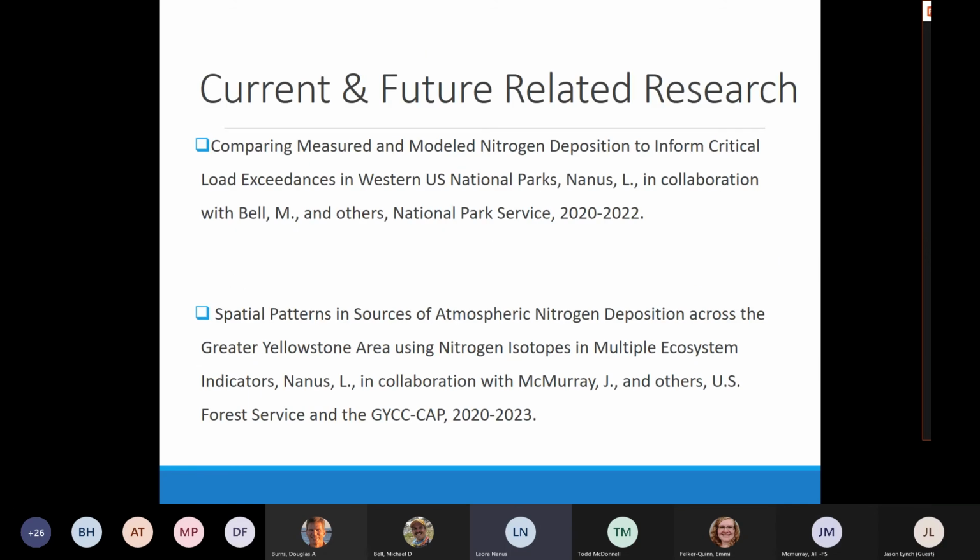And then just quickly mentioning a couple current projects. One, given how important the nitrogen deposition estimate is to these critical loads, we're comparing measured and modeled nitrogen deposition to help inform these critical load and exceedance estimates in Western US national parks. And that's in collaboration with Mike Bell and others at the Park Service. And also looking at sources of atmospheric nitrogen deposition across the GYA using nitrogen isotopes in multiple ecosystem indicators, including lichen, snowpack, bulk deposition, and alpine lakes. And this is in collaboration with Jill McMurray and others at the US Forest Service.